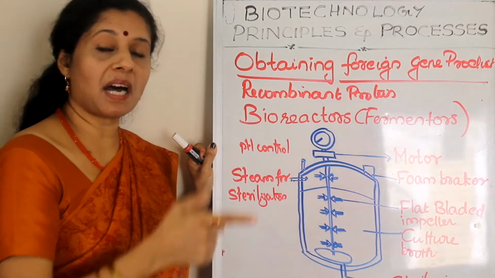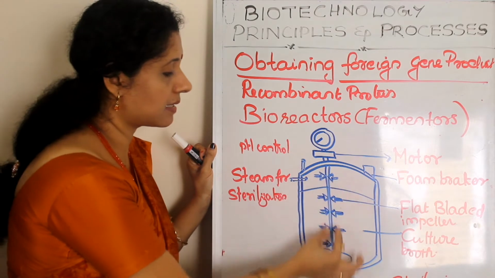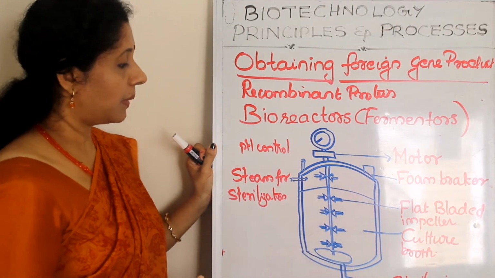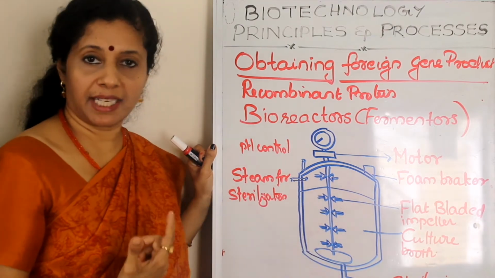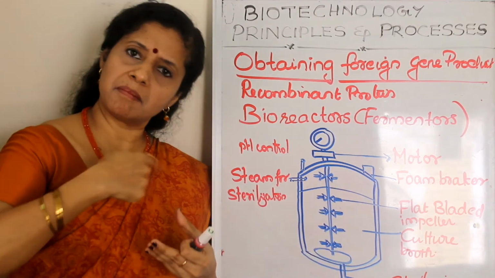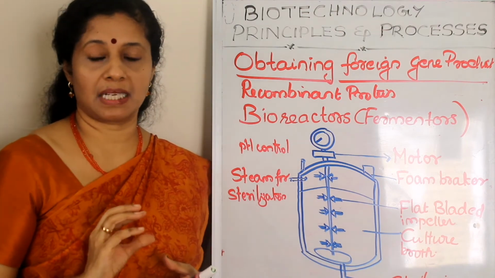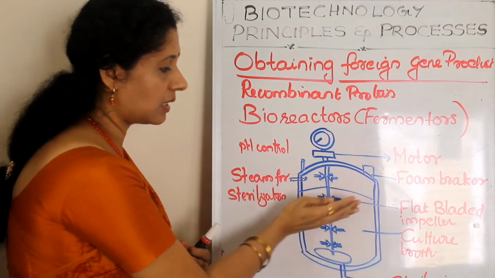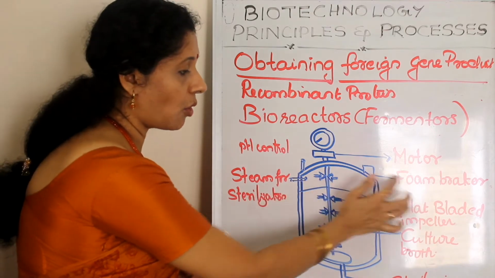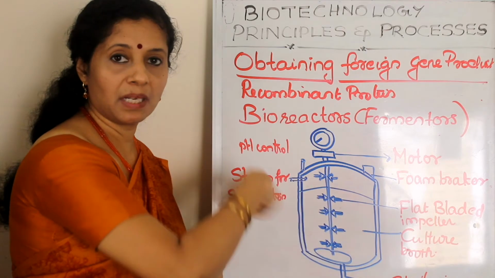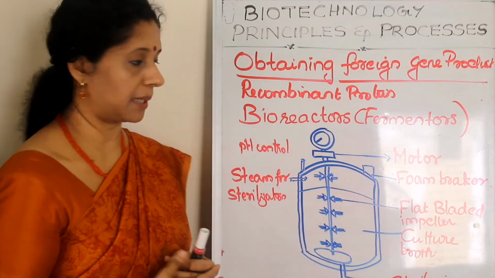Whereas in the sparged tank bioreactor, this part is not there. Instead, we are sparging oxygen into it. Whenever we are agitating something, take a glass of water and mix it well; even then some foam will be produced, right? So here also that will form. So a foam breaker is there on top and there is some gap for the foam to accumulate, and it will be broken from time to time.